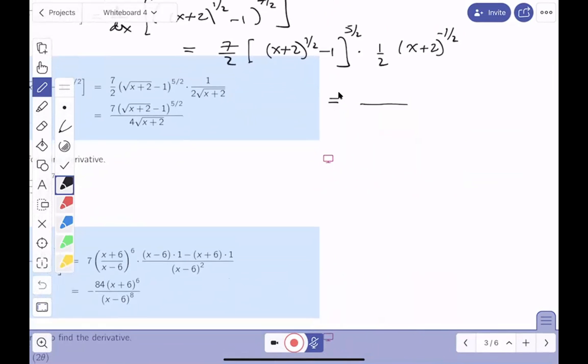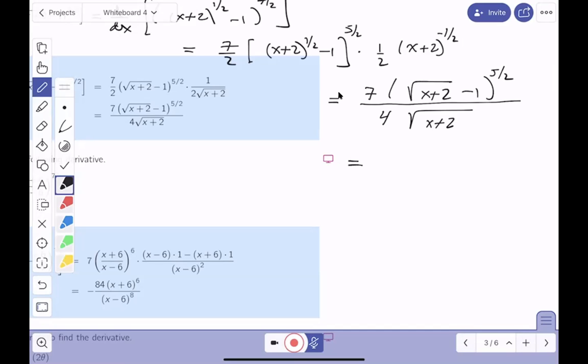And what would I get over here? Well, I get a 4 in the bottom, and that x plus 2 to the minus 1/2 is just a root of x plus 2 on the bottom. What do you get on top? We get a 7, and then you get this thing over here, which is the square root of x plus 2 minus 1, all raised to the 5 halves power.